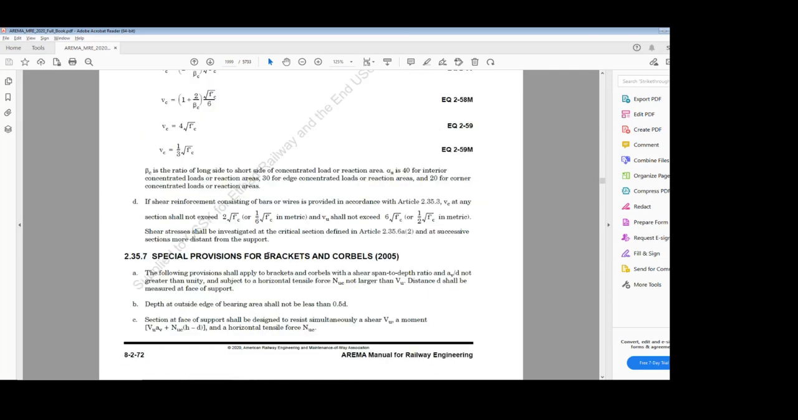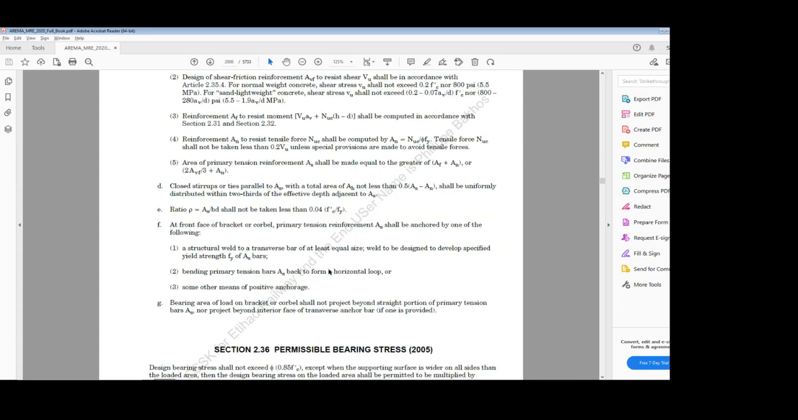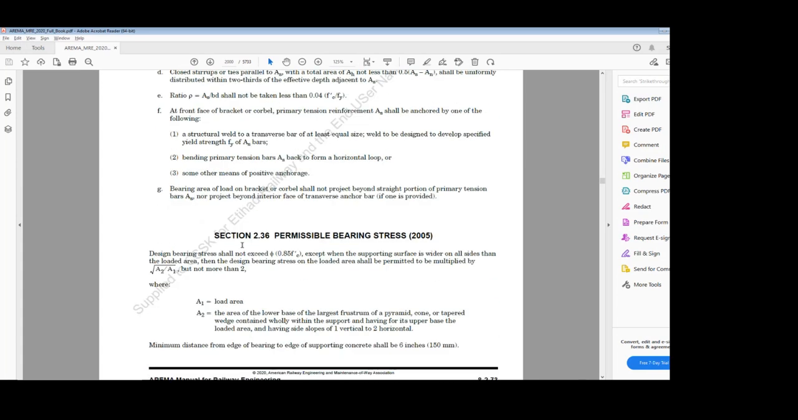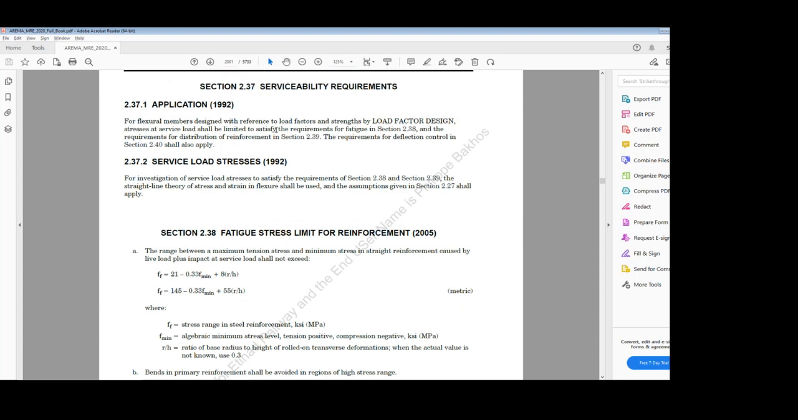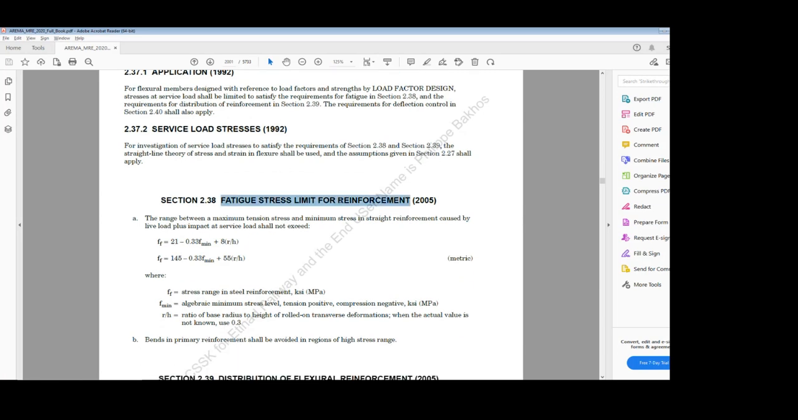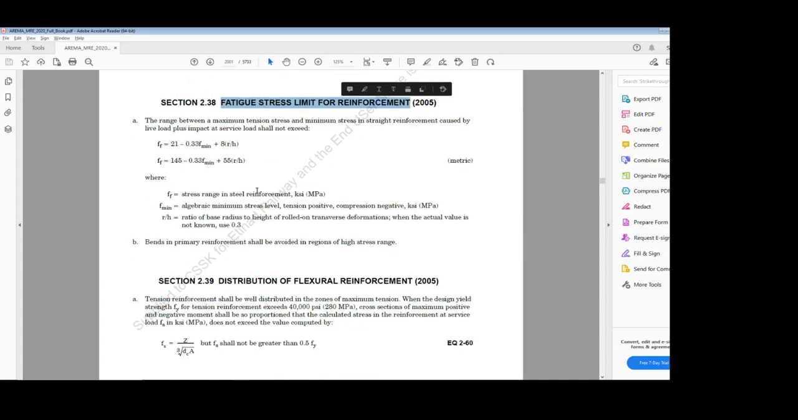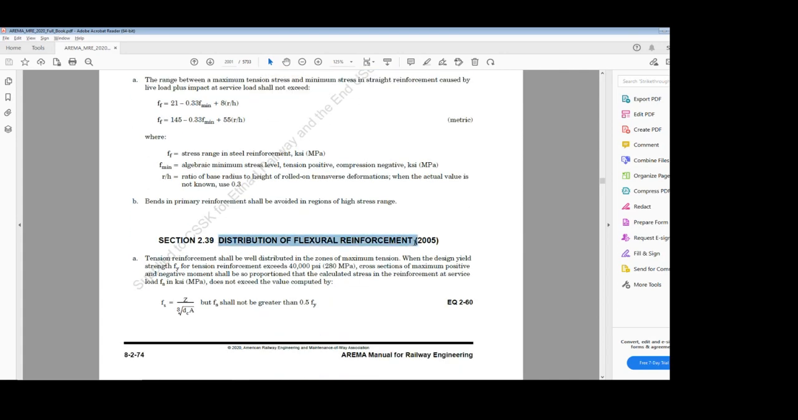The special provision for brackets and corbels is also important in some cases. This is the permissible bearing stress, for the design check for pedestal. Now serviceability requirements, similar to what we have in Indian Standard: crack width, displacement and fatigue. This is the fatigue limit. This is crack width, basically the criteria for crack width limited by stress in this member.